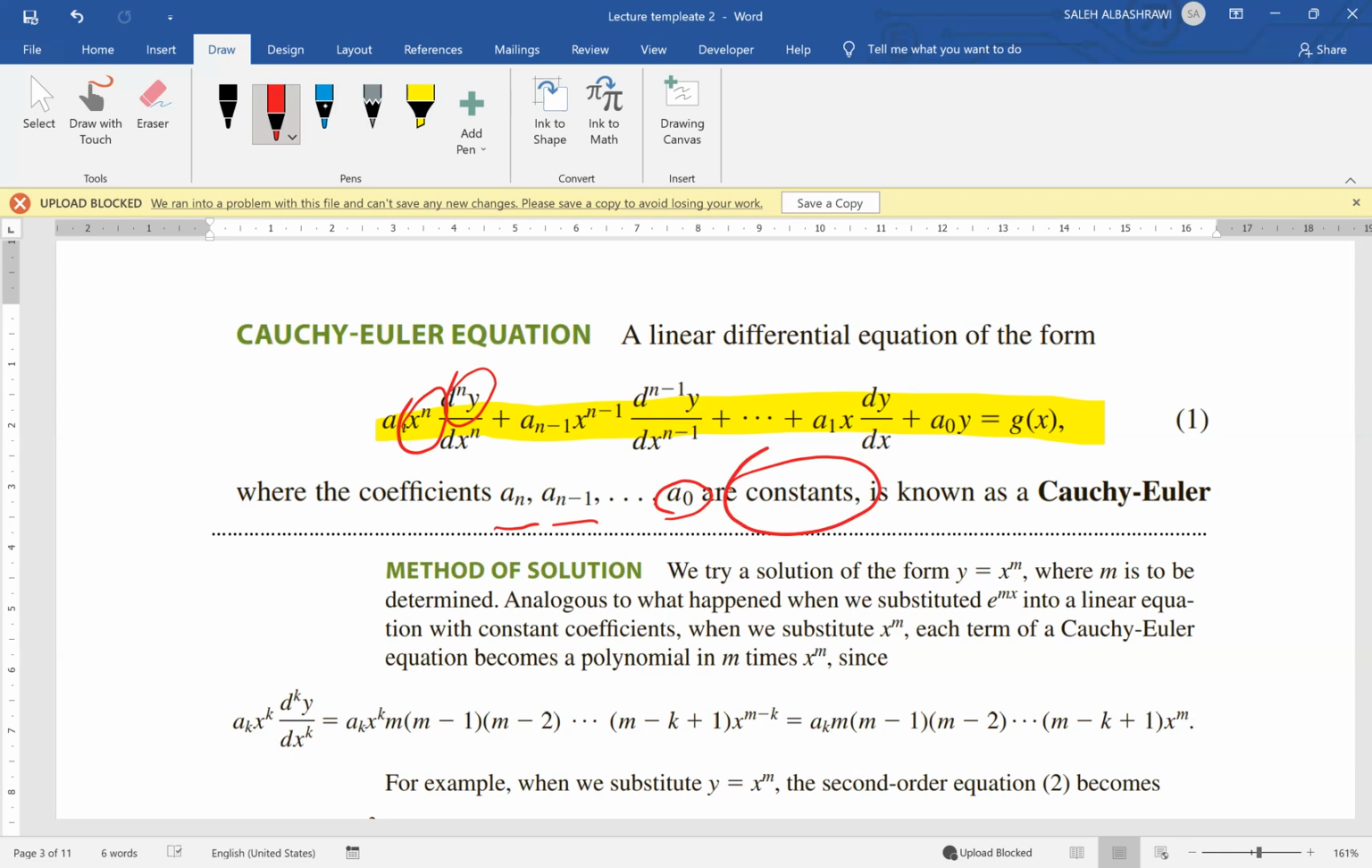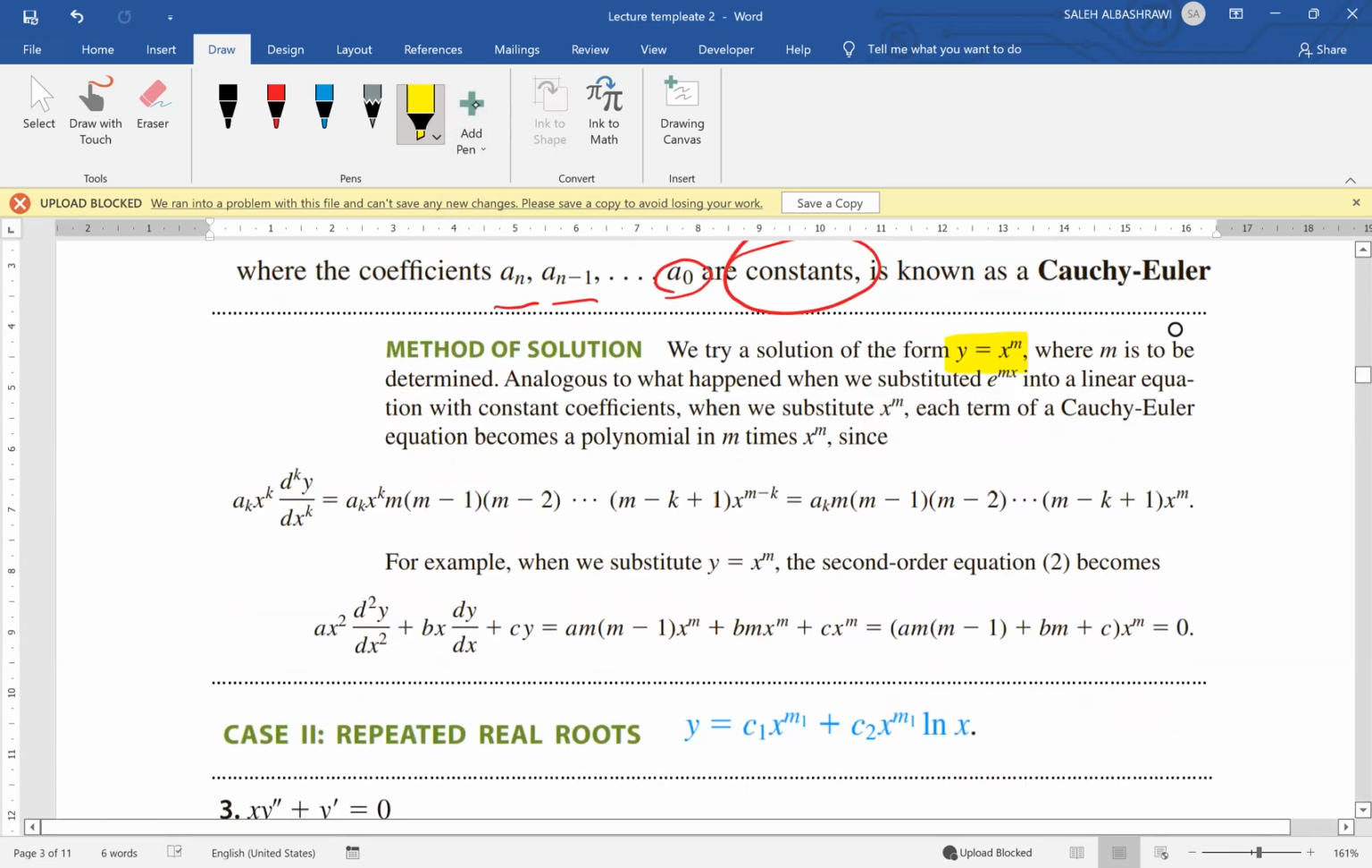To find the solution for this one, we are going to substitute y by x to power m, where m is the number that we need to find from the auxiliary equation. In the last lecture, we spoke about the second order differential equation, and the first case was when we have two distinct real solutions for the auxiliary equation. If I have a second order differential equation, we are going to have a quadratic equation, and the quadratic equation, as we know, has three cases. Either two distinct real solutions, or a repeated solution, or two complex conjugate numbers. In the last lecture, we spoke about the distinct real solution. In this lecture, we are going to speak about the repeated real roots.